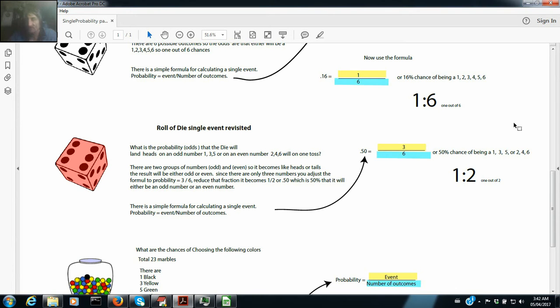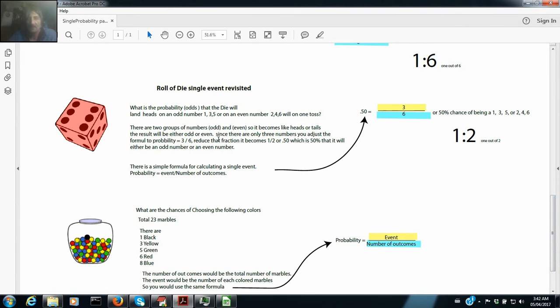Here's a variation of the die example. This time we're looking at the probabilities of what are the chances that when you roll your dice it's either going to be an odd number or an even number. Okay, that creates 2 sets. Your first set is your set of odd numbers, 1, 3, and 5. Your second set is your even numbers, 2, 4, and 6. But still, that die can land on any one of those 6 numbers. So your number of outcomes remains the same, 6. But now you're working with 3 numbers. Those 3 numbers become your events.